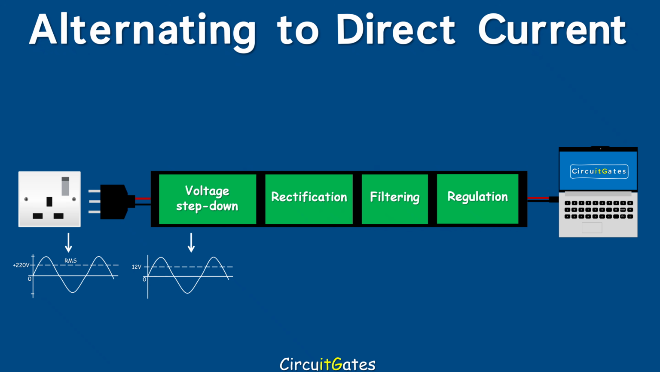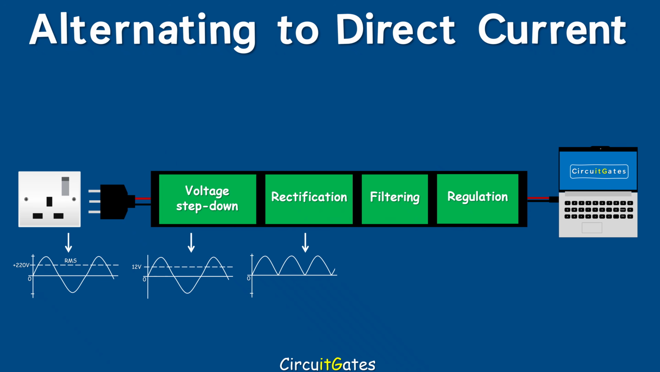Here we are reducing 220 volts to 12 volts. The second stage is rectification. At rectification, we are changing alternating voltage to DC pulsating voltage. Alternating voltage is voltage that crosses the zero axis, or voltage varying in magnitude and changing direction. Pulsating voltage is voltage that varies in magnitude but flows in the same direction.